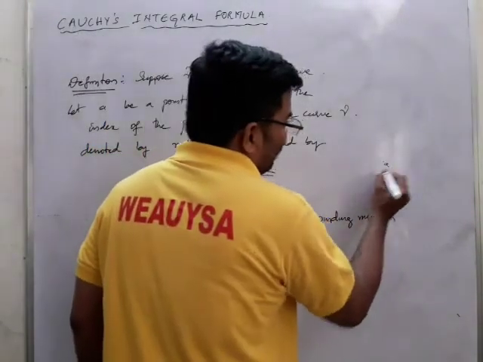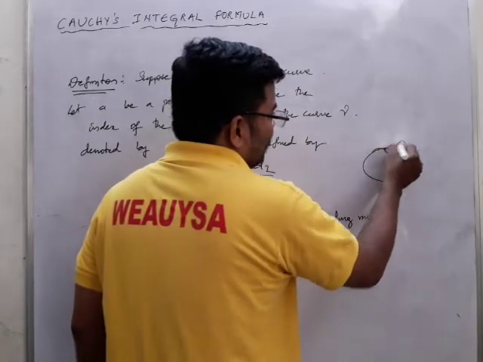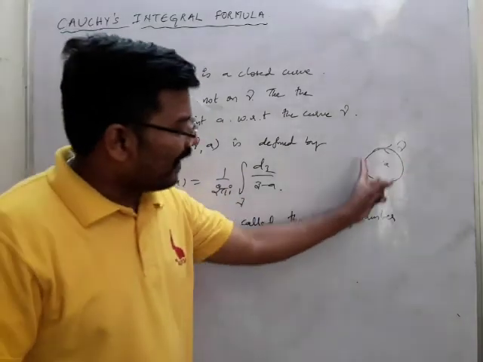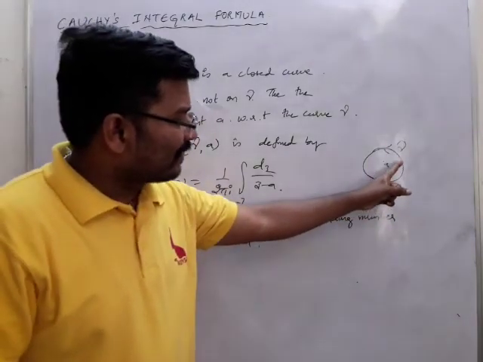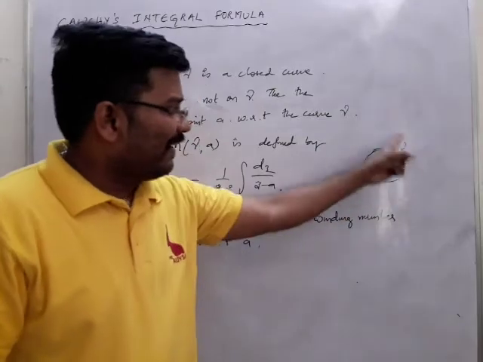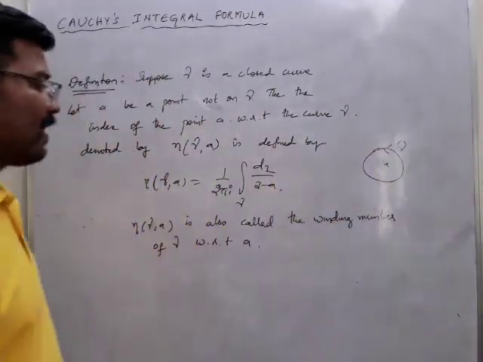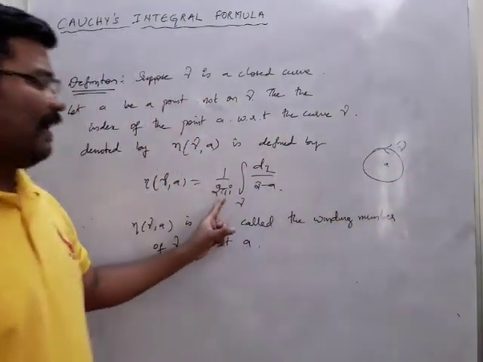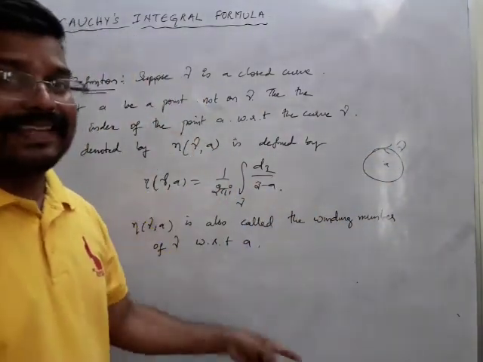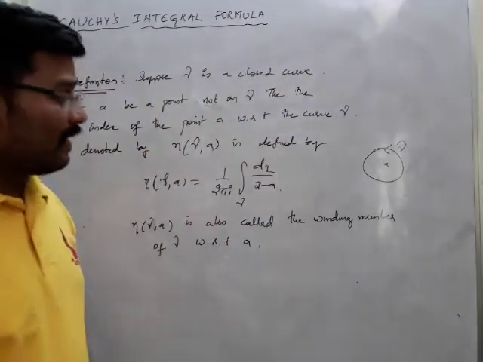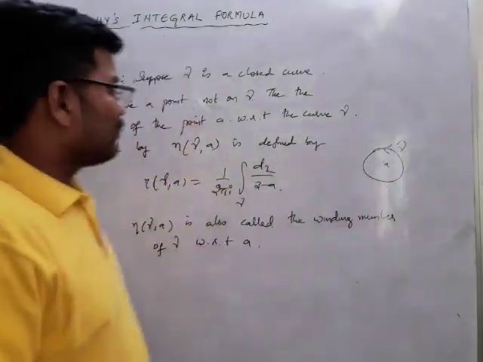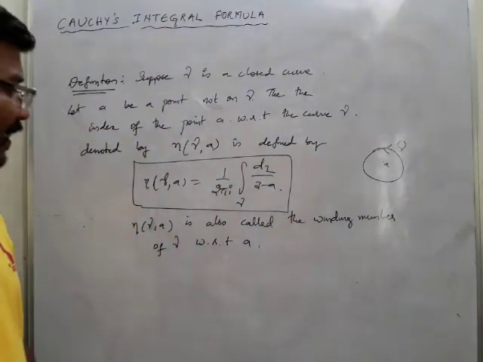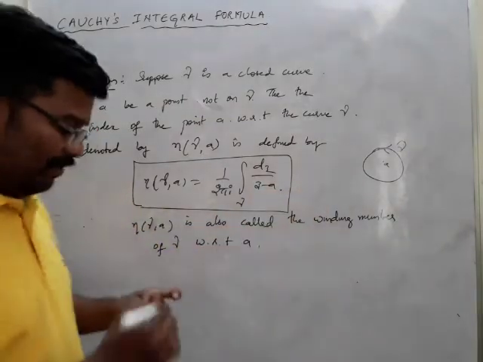Let us suppose this is the point a. If you take a circle, that is gamma. How many times it is rotating depends upon the value of the curve; it is winding. That is the winding number n(γ, a). Here it is repeated only one time, that is 2πi. What we did previously was 2πi n, where n is the value. So here it is nothing but 2πi. This is how we call it the winding number of gamma comma a.